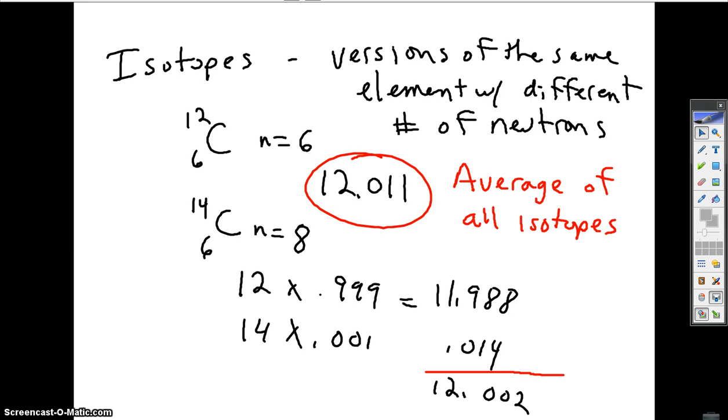So in the case of carbon, we have carbon-12, which accounts for about 99.9% of all carbon, so most of it. And we have carbon-14, which is less than 0.1% of the carbon that's out there. So if we take the atomic mass times the relative proportion, in the case of carbon-12, that gives us 11.988. And in the case of carbon-14 times 0.001, we get 0.014. And so we get 12.002, which, although not exactly what comes off the periodic table, the proportion's a little bit off. That's where the atomic mass comes from. It's the average of all the isotopes that are out there.